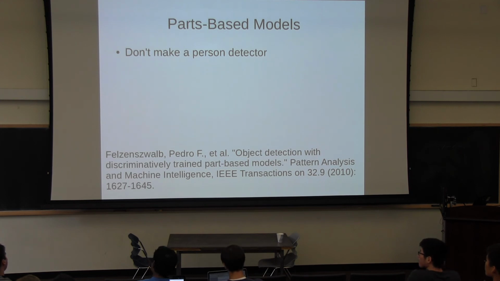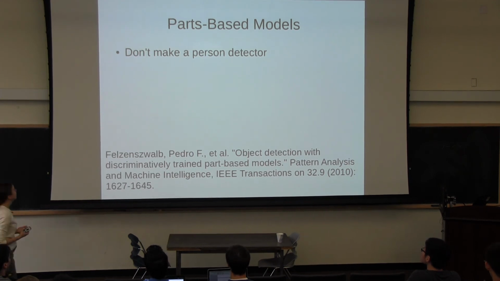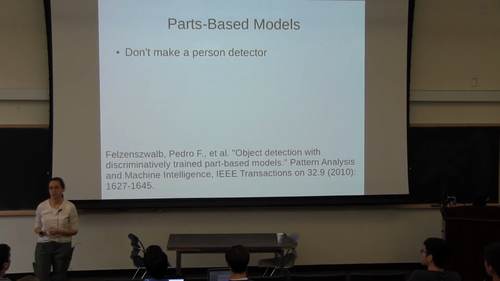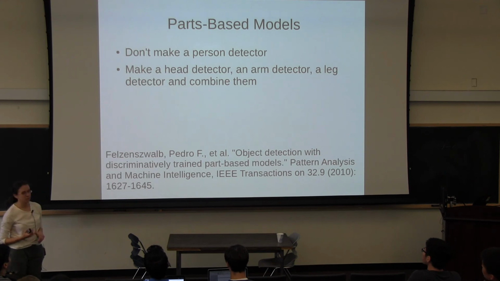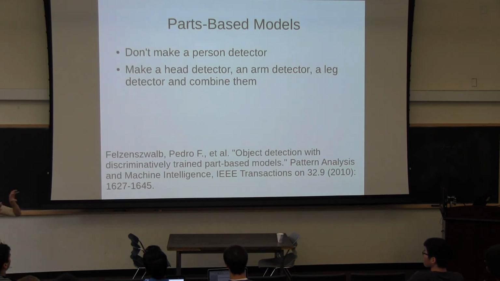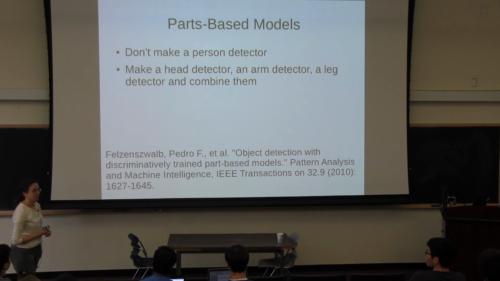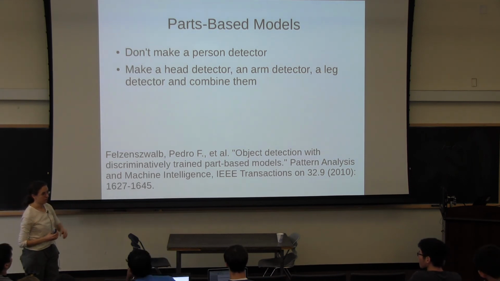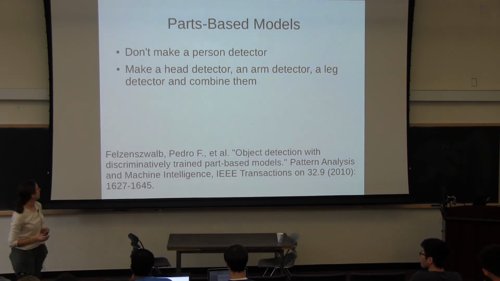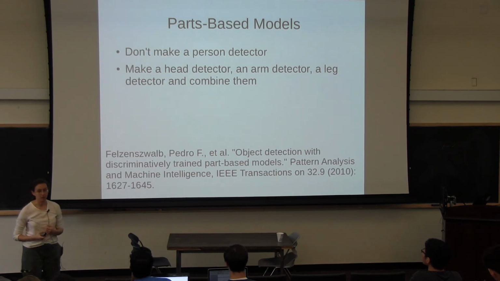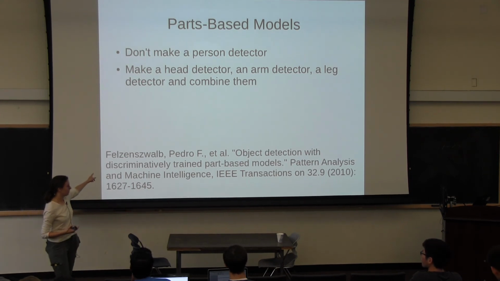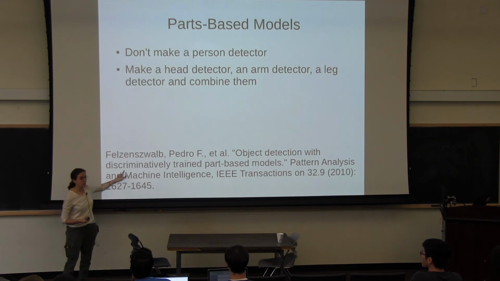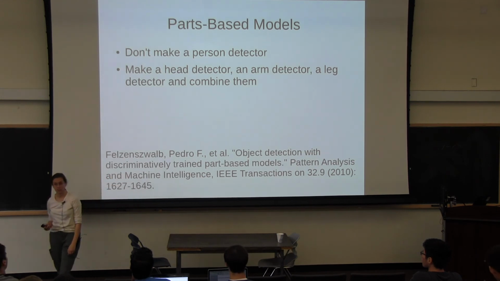So we already talked about sliding windows instead of looking at the whole image. Parts-based models are like, don't make a whole person detector. Make a head detector and an arm detector and a leg detector, and then see how they fit together. Have different layers of your model, and then combine them in order to make a person detector. And this was done by Pedro Felzenszwalb. He's at Brown in the School of Engineering and also in CS.